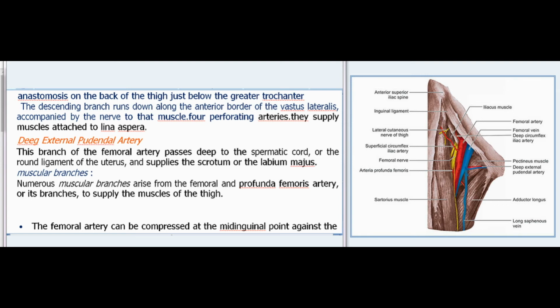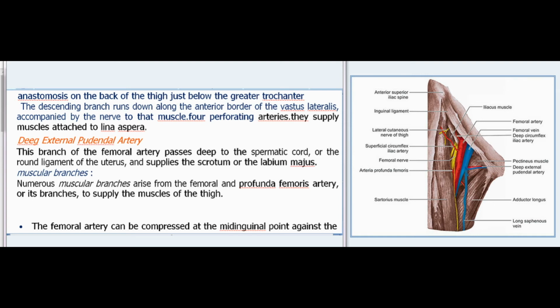External pudendal artery. This branch of the femoral artery passes deep to the spermatic cord, or the round ligament of the uterus, and supplies the scrotum or the labium majus. Muscular branches. Numerous muscular branches arise from the femoral and profunda femoris artery, or its branches, to supply the muscles of the thigh.